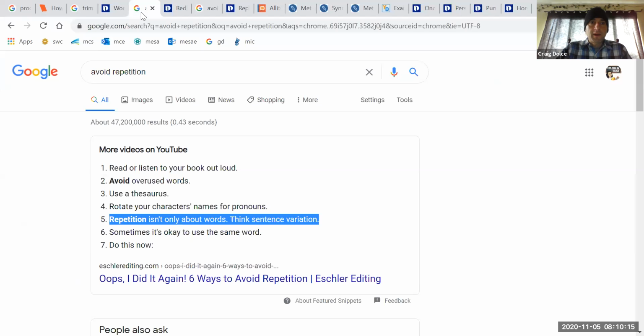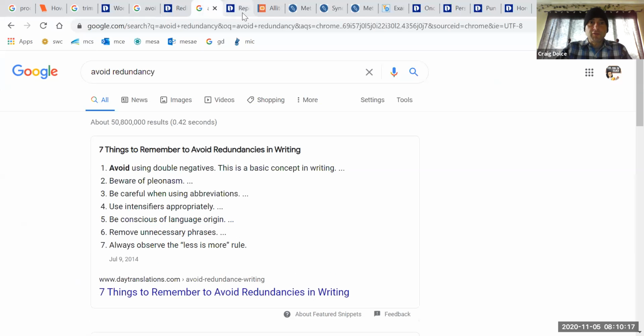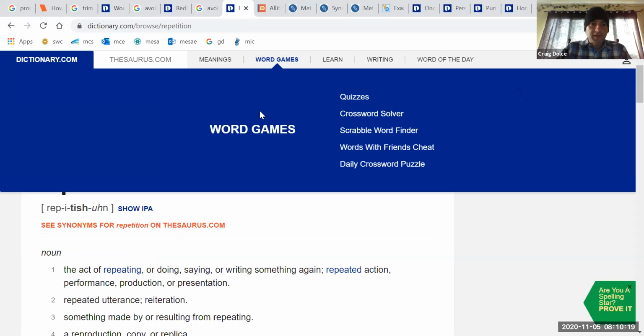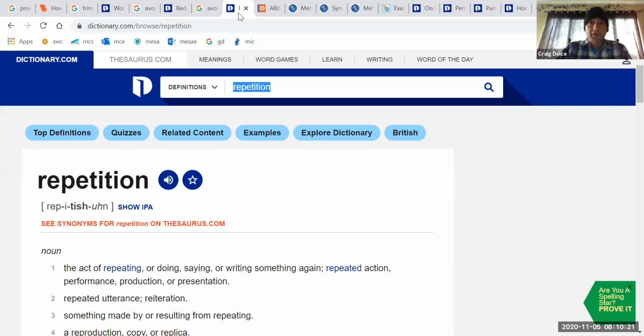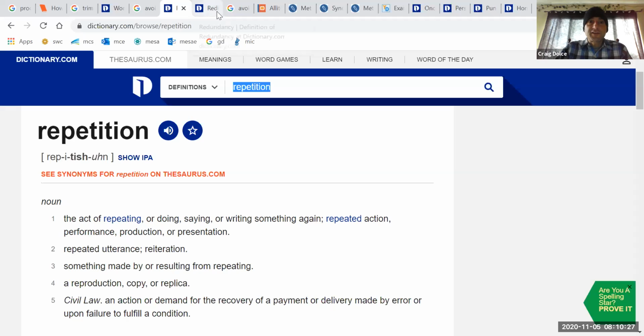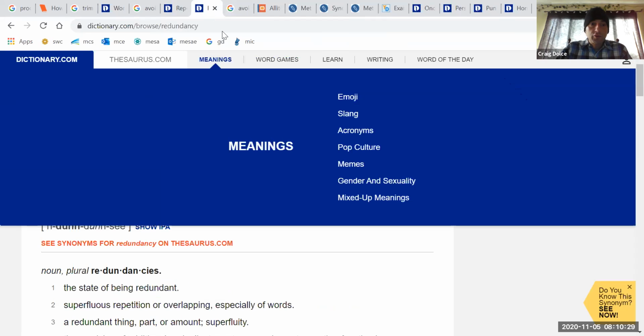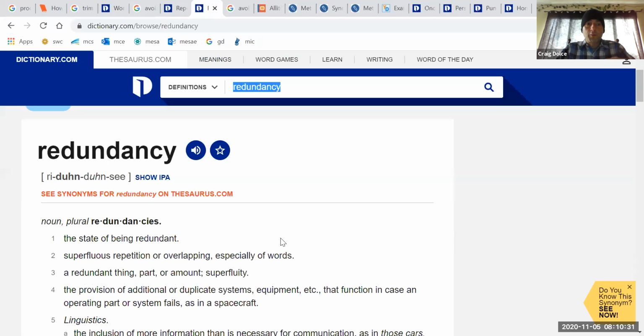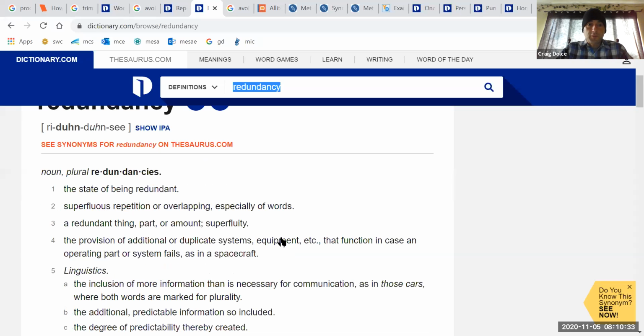Redundancy. What do I mean by that? Avoiding redundancy, right? And here's the word for repetition: the act of repeating or doing or saying something or writing it again. Again, repetition is when you use the same words. Redundancy, right, is when you say the same thing over but with different words. You duplicate the information, but it's not the exact same words, right? It's overlapping, right? Superfluous repetition or overlapping.